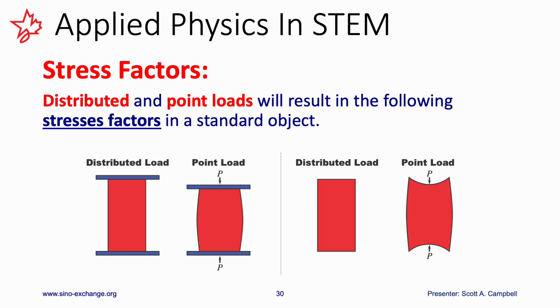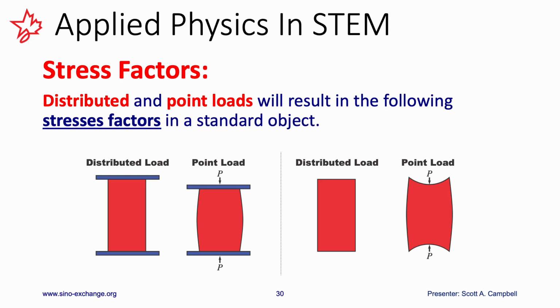And this results in different stress factors in a standard object. As we can see, the distributed load applies the force equally across the entire object, which reduces stress. However, the point load focuses that force on a singular point, which creates lots of pressure or stress on that object. And this results in the deformation of that object.